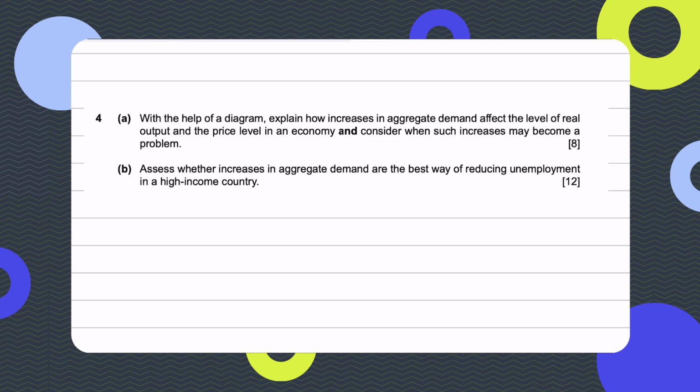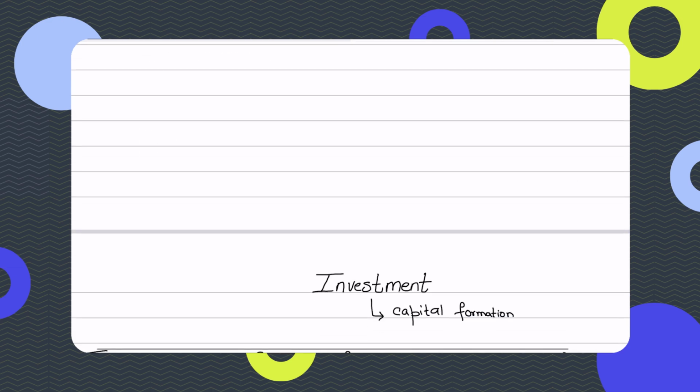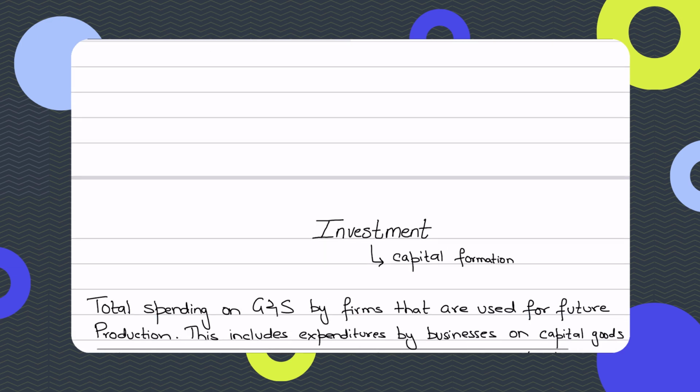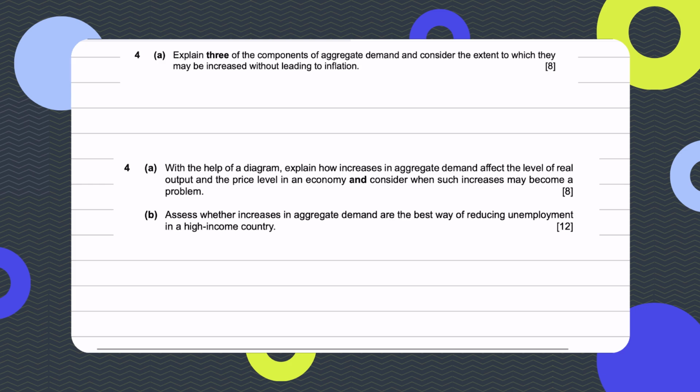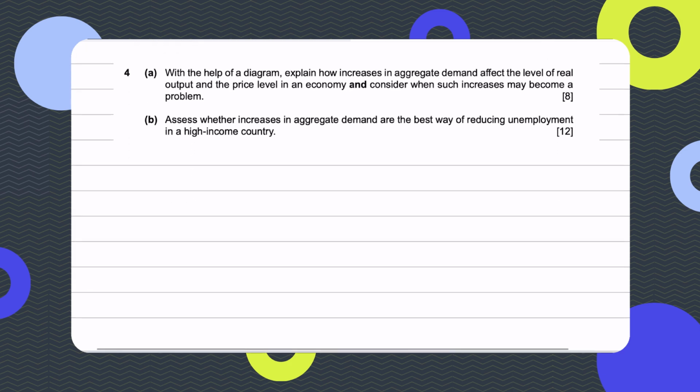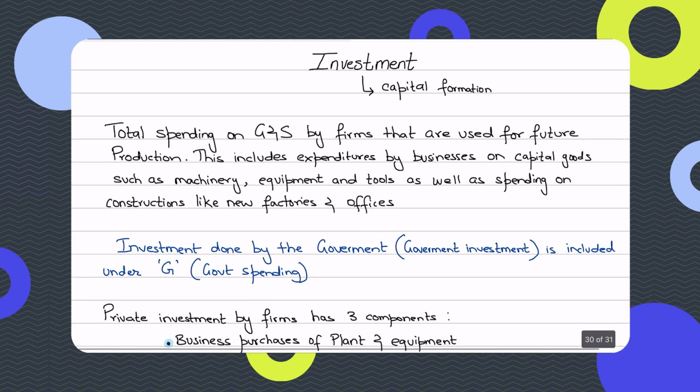Again, a question directly from inflation. Assess whether increases in AD are the best way of reducing unemployment in a high income country. Now again, they're using it because the AD-AS का जो model है वो use होता है in understanding chapters like inflation, unemployment and growth, right? इसलिए you must make sure that you're watching these videos properly and making notes as well. Now guys, moving on to investment.